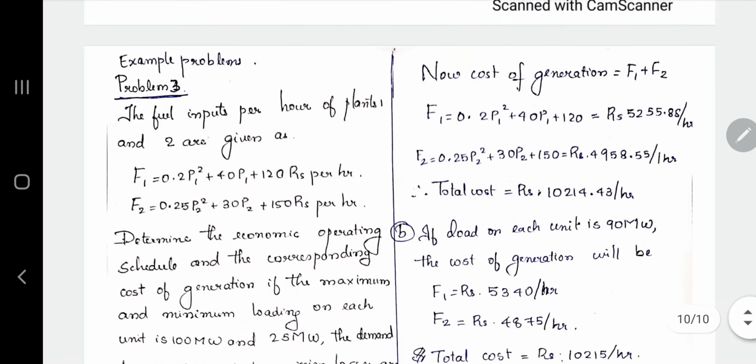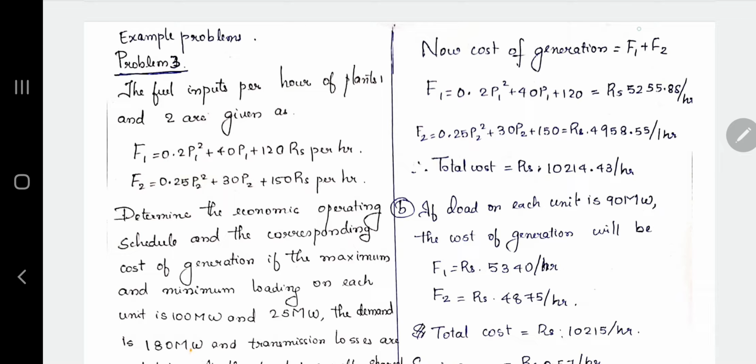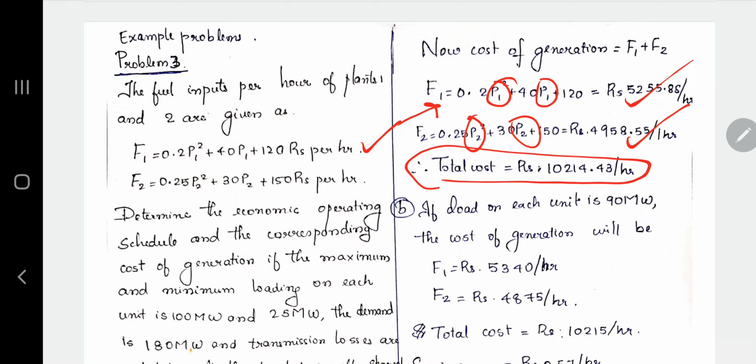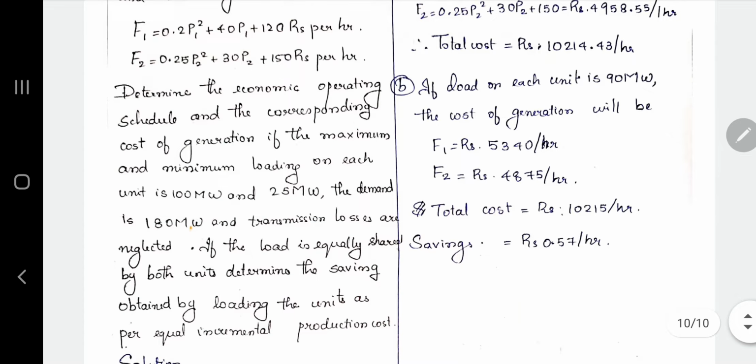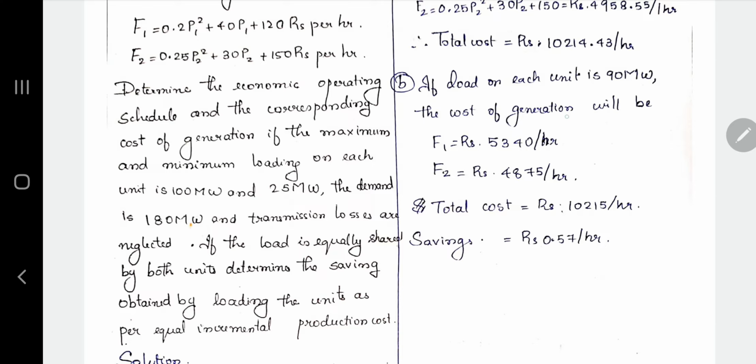Now, what is the cost of generation during this time? We know the equation for F1 from the question itself. Just substitute the P1 and P2 values which we already obtained. Substituting this, we will get the answers for F1 and F2, which means this is the cost required per hour for the fuel of each plant. Adding up those two, we get the total fuel cost when we are considering the equal incremental production cost.